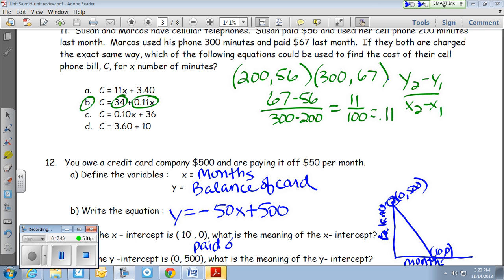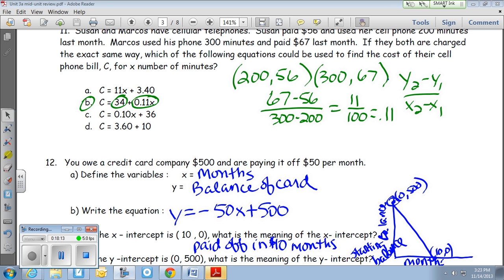After 10 months, there is no balance left. Oops. Paid off in 10 months. And then the y-intercept, the 500, is where the starting balance is. So I'm going to write that right there, starting balance of the card.